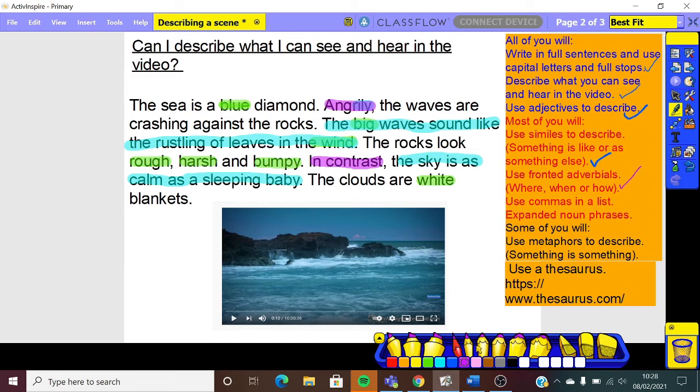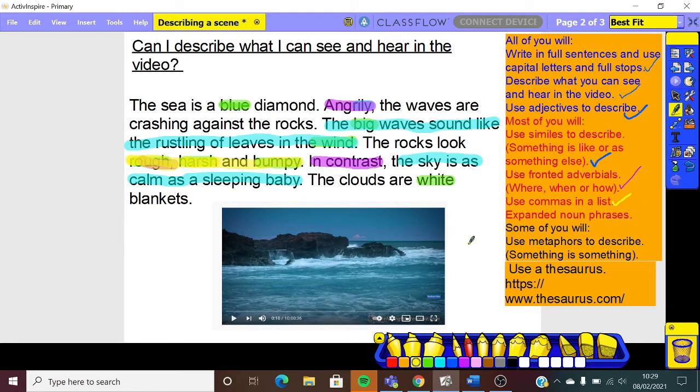Okay, use commas in a list. Now, I was speaking about this earlier. Where have I used commas in a list? Well done if you spotted it. The rocks look rough. There's my comma. Oh, that's not my highlighter though, is it? They look rough. Oh, and I've not changed colour. Oh my goodness, get there in the end. Rough, harsh, and bumpy. There we go. That's my commas in a list. So I give that one a massive tick.